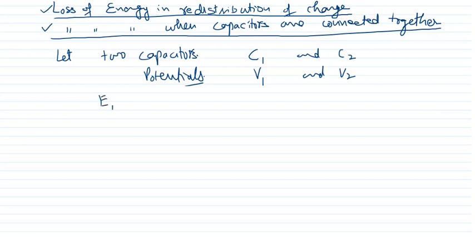Now energy stored in capacitor 1 will be equal to 1 by 2 C1 V1 square, and energy stored in capacitor 2 will be 1 by 2 C2 V2 square. Now I will change this one because electric field and energy will be confusing. Here I will write down U1 and U2. These are the energy stored in the capacitors, U1 and U2.